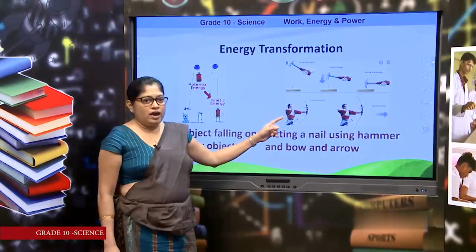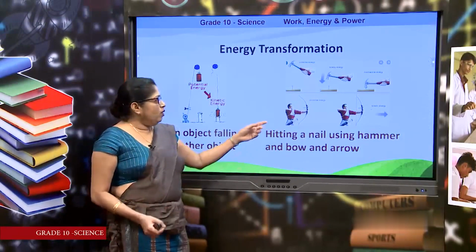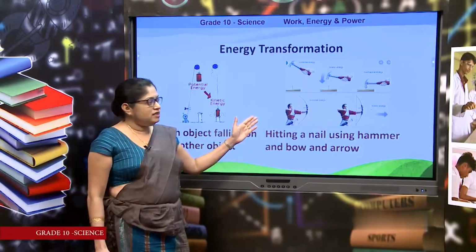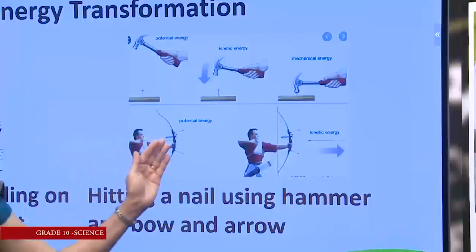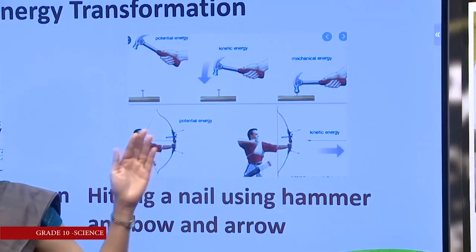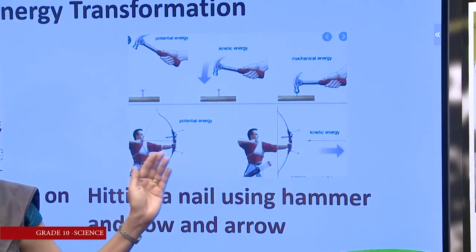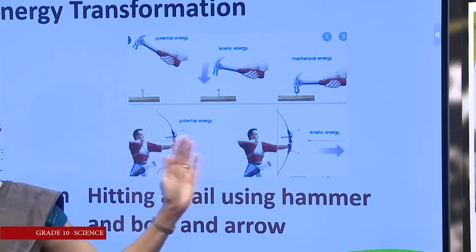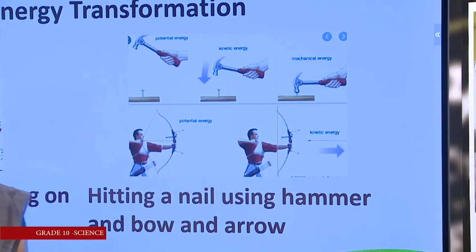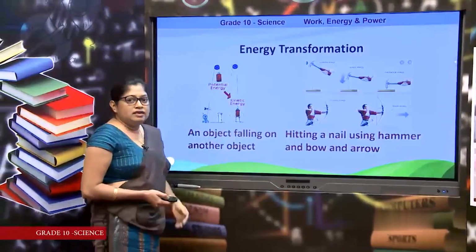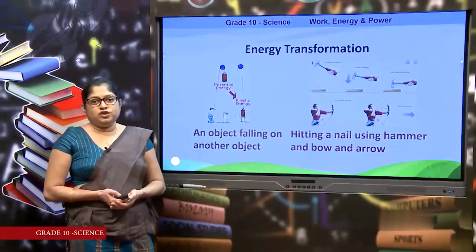This is a bow and arrow. When you draw the bow, potential energy is stored in it, and when you release the bow, potential energy is converted into kinetic energy, so that the arrow travels away from the bow. I think energy transformations are clear to you now.